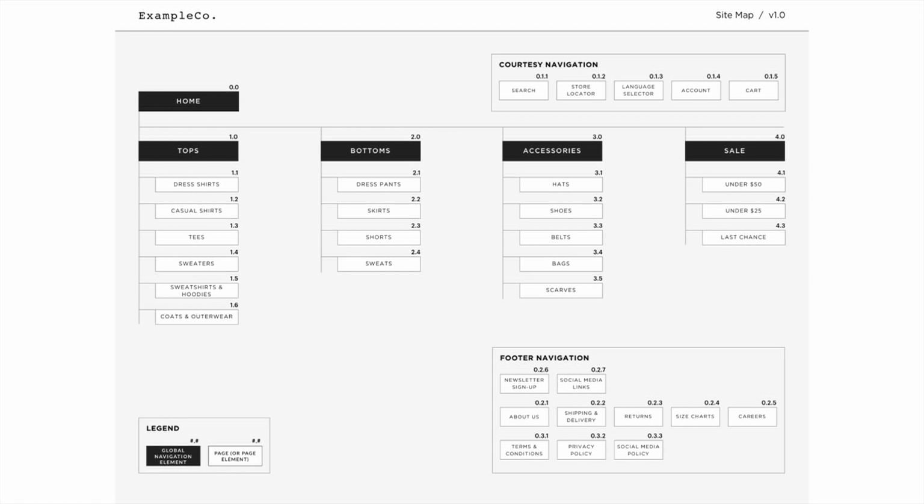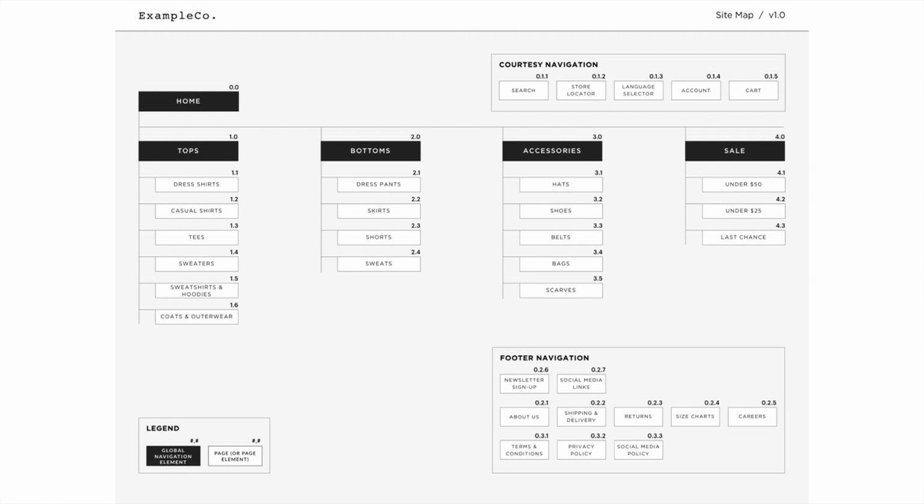In the second row, we see common items that you would find in the footer navigation of a consumer packaged goods site, like information about the company, information on shipping and delivery, returns, product information like size charts, and then something a little bit more common that you'd find in a footer of a site for pretty much any product or service website would be a careers page.